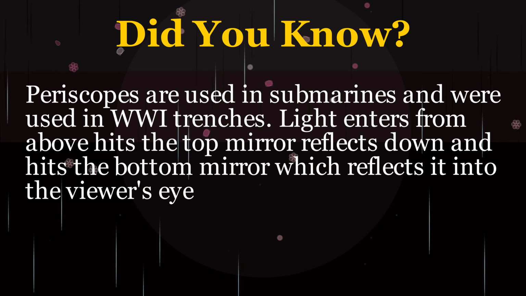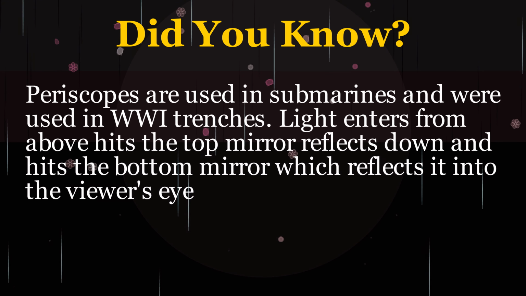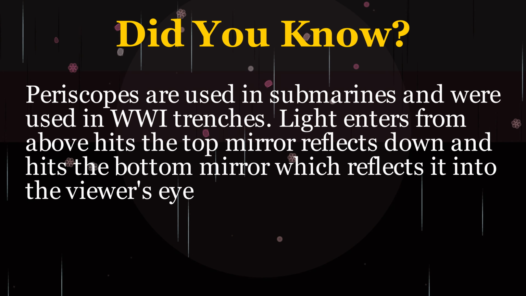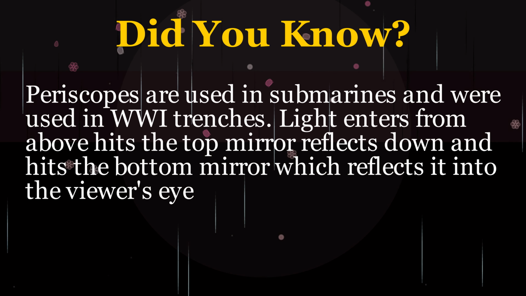Let's learn something new. Periscopes are used in submarines and were used in World War I trenches. Light enters from above, hits the top mirror, reflects down and hits the bottom mirror, which reflects it into the viewer's eye.